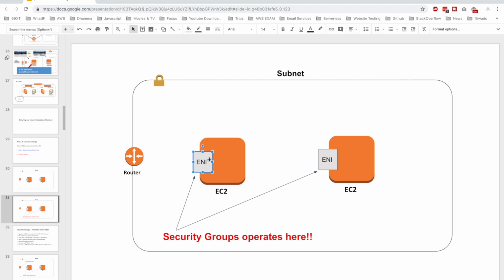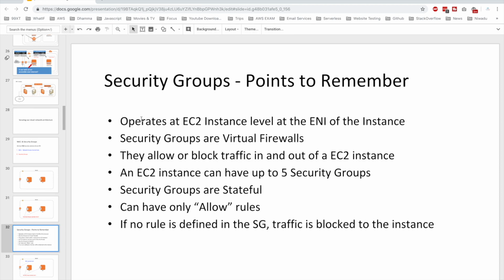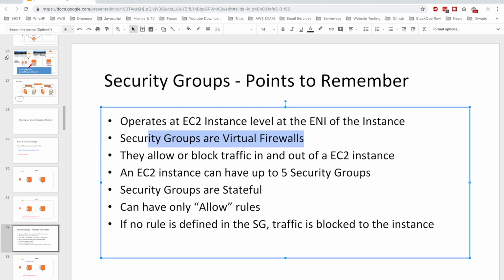So security groups operate at the instance level, especially at the ENI of the instance, and it gives you the control to define inbound and outbound traffic rules for your EC2 instance. So inbound is the traffic coming into the instance, and outbound is traffic going out of the instance. So what are the points that we have to remember here? First, and the very important point, is that security groups operate at the EC2 instance level, at the ENI of the instance in particular. And security groups are virtual firewalls, and they allow or block traffic in and out of the EC2 instance. And here, an instance can have up to 5 security groups.